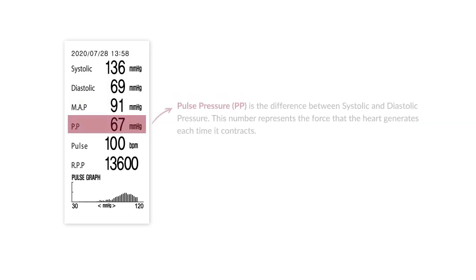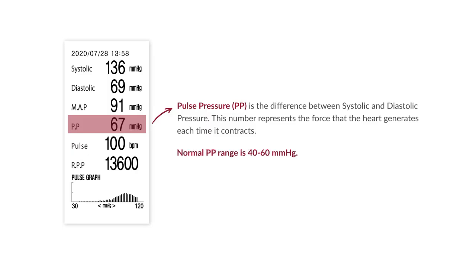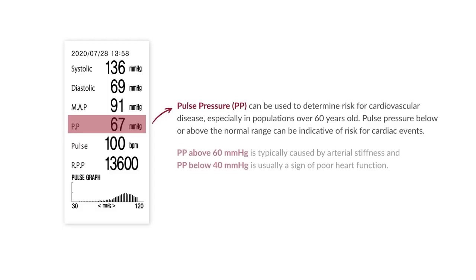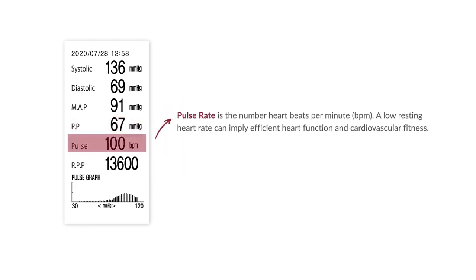Pulse pressure is the difference between systolic and diastolic pressure. This number represents the force that the heart generates each time it contracts. Normal range is 40 to 60 millimeters of mercury. Pulse pressure can be used to determine risk for cardiovascular disease, especially in populations over 60 years old. Pulse pressure below or above the normal range can be indicative of risk for cardiac events. Pulse pressure above 60 is typically caused by arterial stiffness, and pulse pressure below 40 is usually a sign of poor heart function.